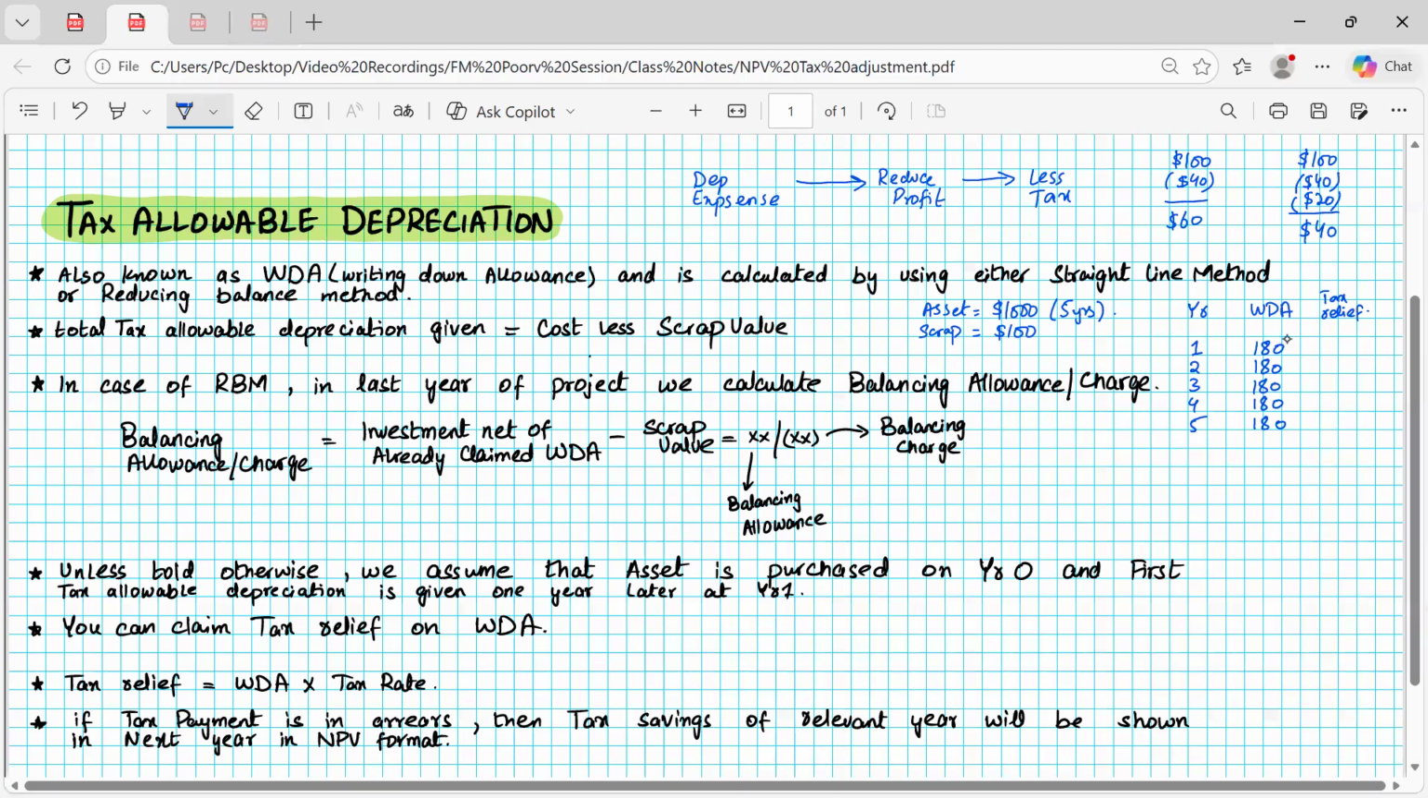Now let's calculate the tax relief. How do you calculate the tax relief? Whatever the written down allowance is, you are going to multiply that with a tax percentage. Let's say the tax payment is at 20%.